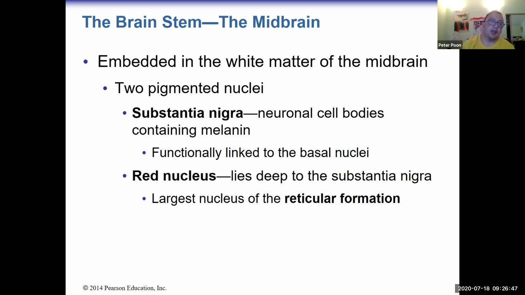All right. Also in the midbrain, there are two pigmented nuclei. One is the substantia nigra. The substantia nigra is a lot darker than the rest of it. That's why it's called substantia nigra. This layer, okay, is what controls movement or helps control some movement. And it's actually the layer that's damaged in Parkinson's, okay.